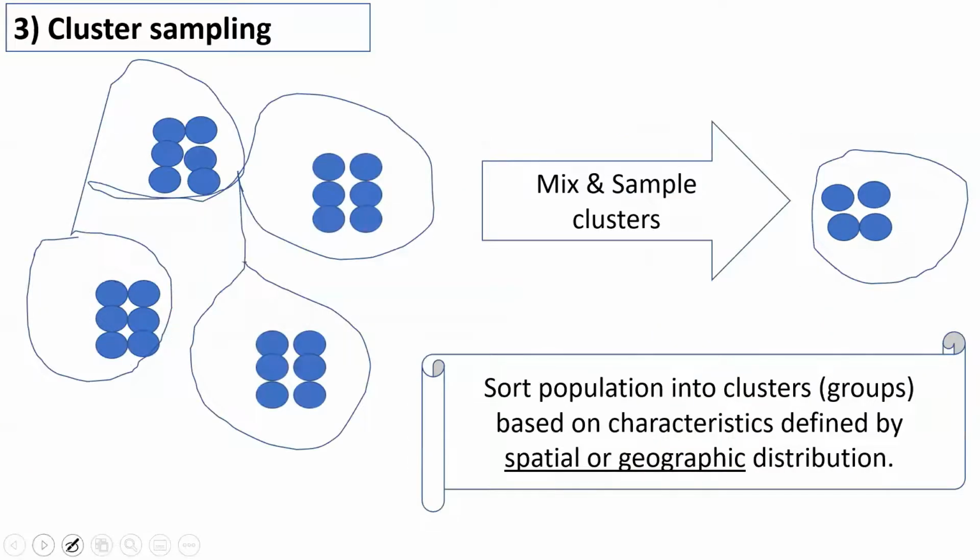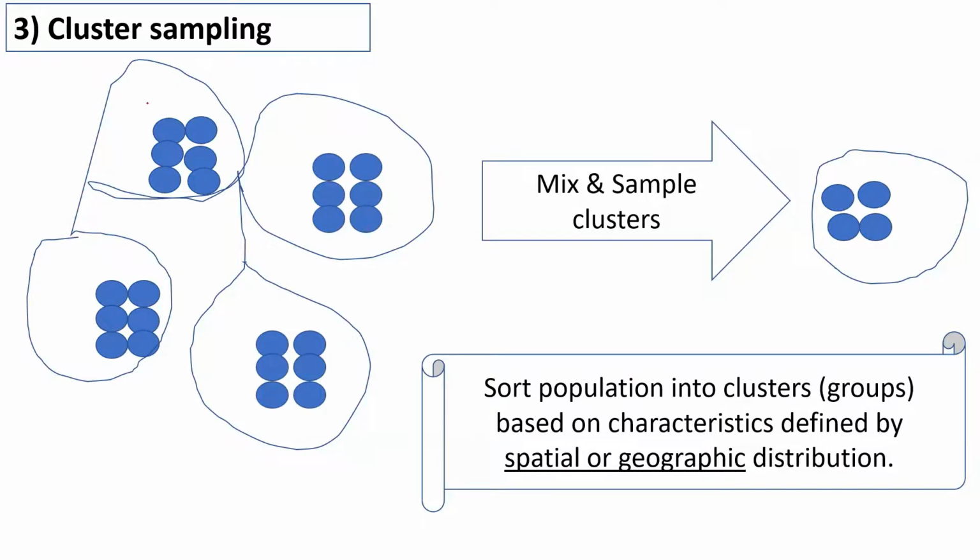The next one will be cluster sampling. So if you look at the definition, sort population into clusters. The other one was sort population into strata, whereby we said strata means group. Cluster also means group. But the difference is that unlike strata, which is based on inherent characteristics of members of the group, cluster sampling is based on characteristics defined by spatial or geographical distribution.